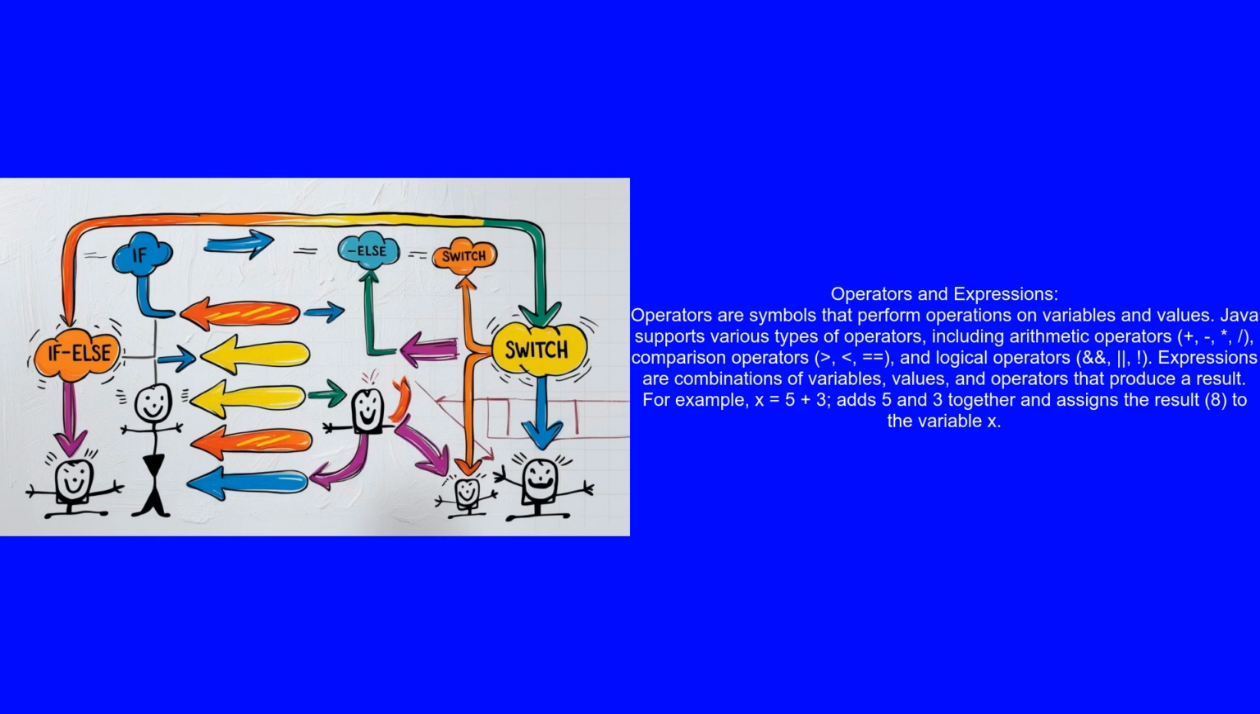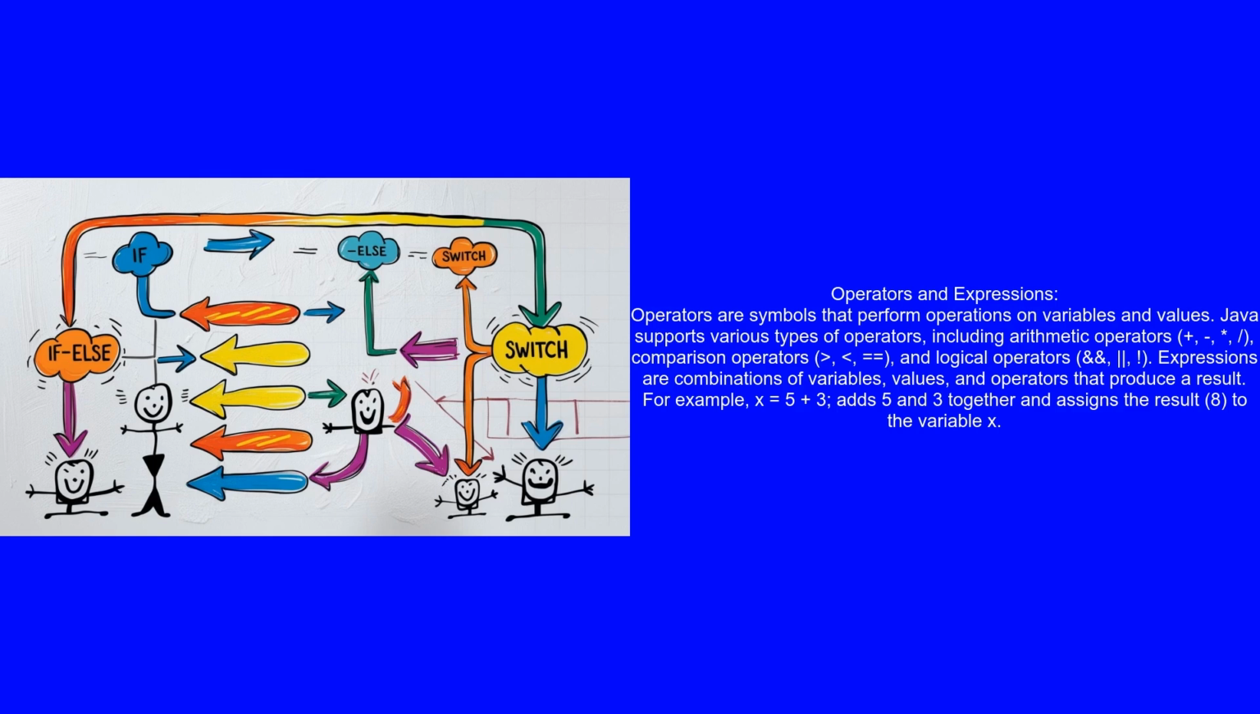Alright, so let's talk about operators and expressions in Java. Operators are those handy symbols that help us carry out operations on variables and values. We've got arithmetic operators like plus, minus, multiply, and divide, comparison operators for checking values, and logical operators for those Boolean expressions. Expressions are like little math puzzles we create using variables, values, and operators.